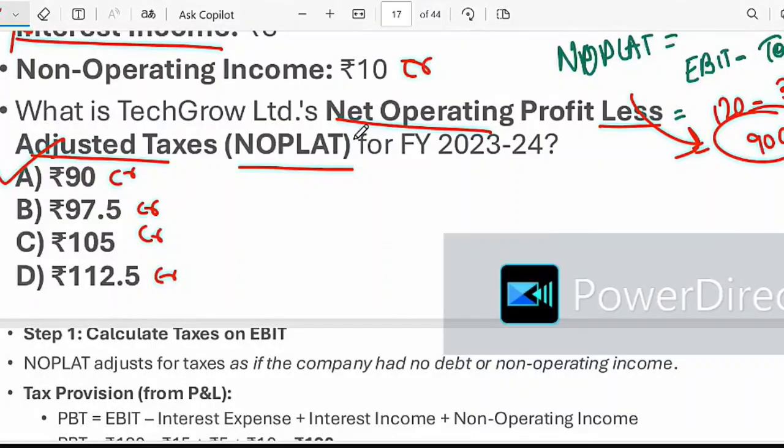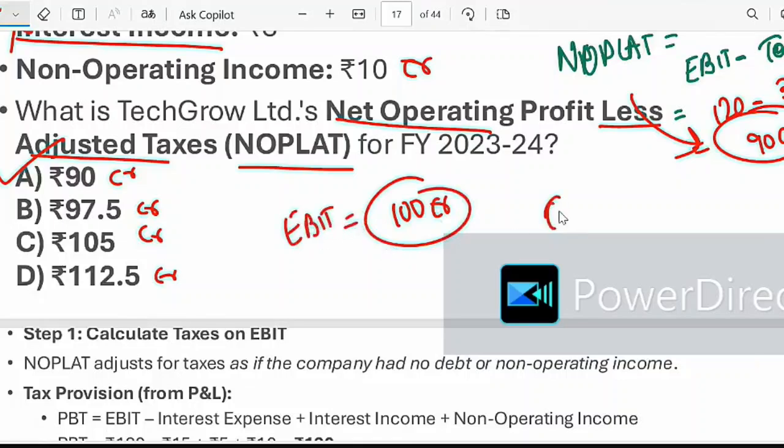Now let's test your understanding. Suppose EBIT was 100 crore, and suppose tax rate is 30%. Now can you tell me what will be the NOPLAT? Just do the calculation. Please let me know. Can you calculate the NOPLAT? 90. Okay, one answer I am getting is 90. Okay, 90 crore is the answer to this question.